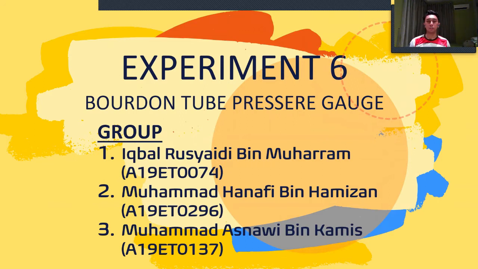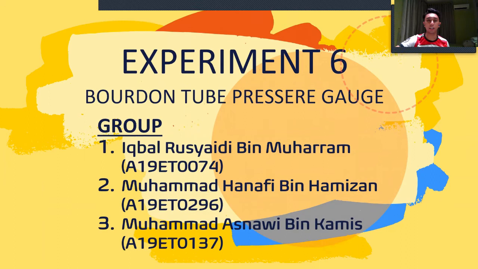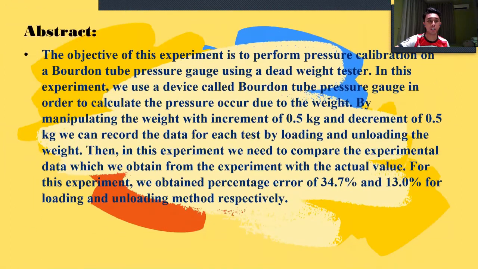So for this experiment, it's called Bourdon Tube Pressure Gauge. This is experiment 6. Okay, I'm going to start. The first one is the abstract.